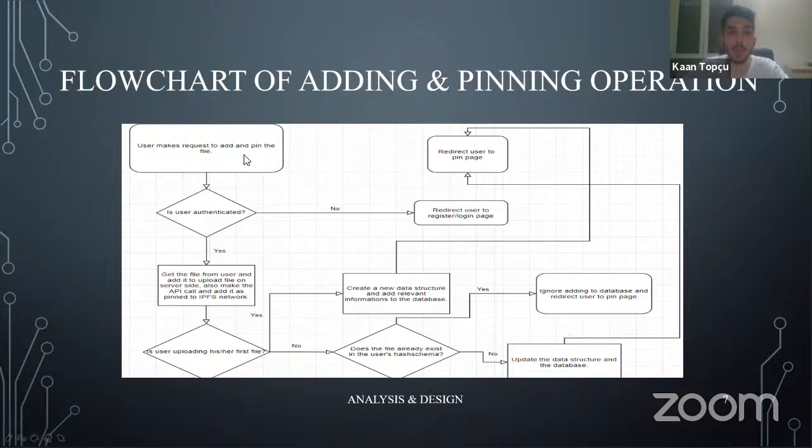User makes a request to add and pin the file. If the user is authenticated, then they are allowed to do that operation, and it will be checked if the user is making his or her first upload. If yes, then a new data structure and tables are created on the database. If not, it will be checked if the file already exists on the system by the name of this user on the virtual storage of the user. If yes, then the request is ignored. Otherwise, the data structure is updated and the database as well.